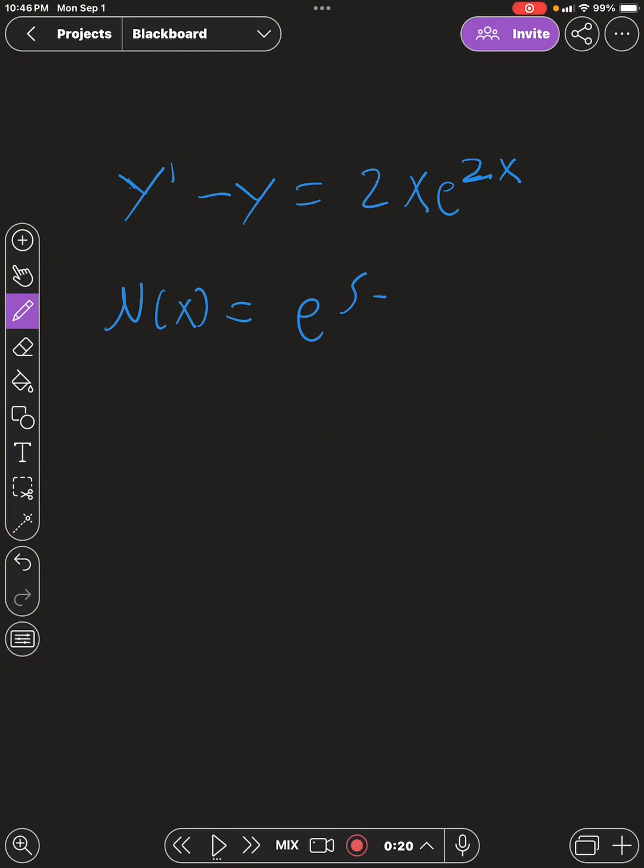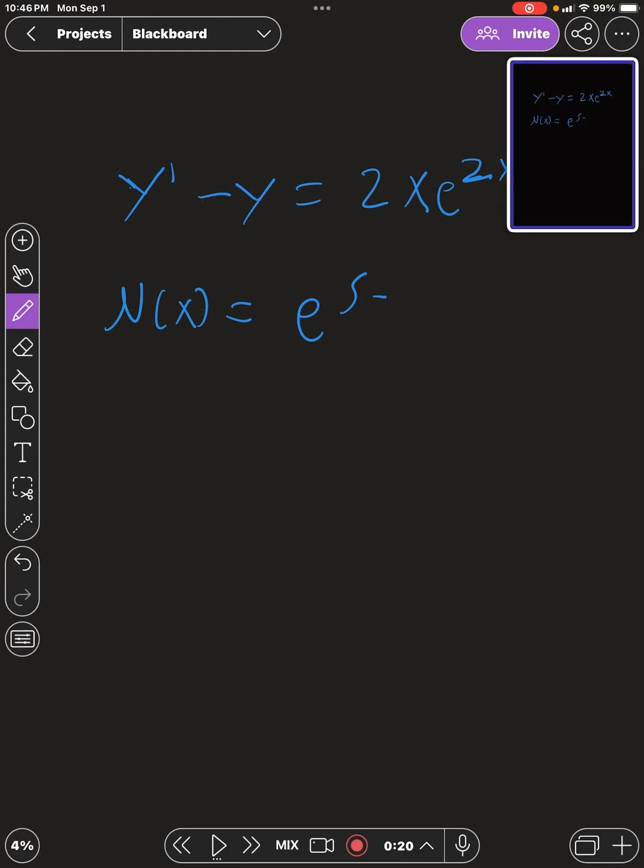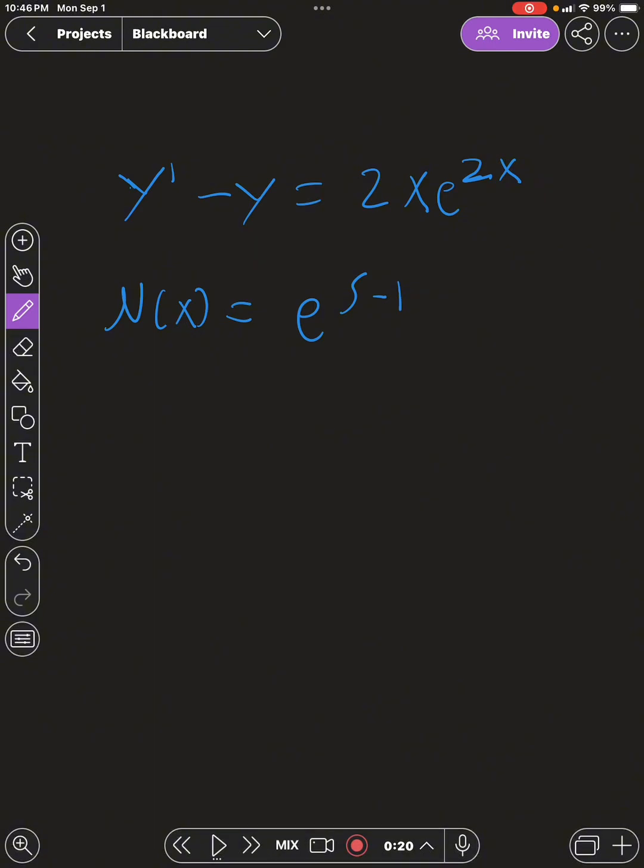So what did I say earlier? Well, it's going to be in the form y prime plus p of x y is equal to q of x. So here p of x is actually just -1. It's going to be -1 times dx. So this is our integrating factor.